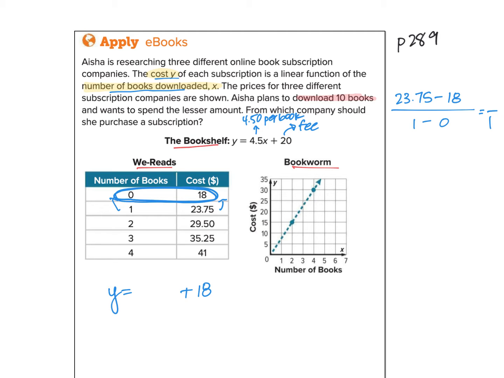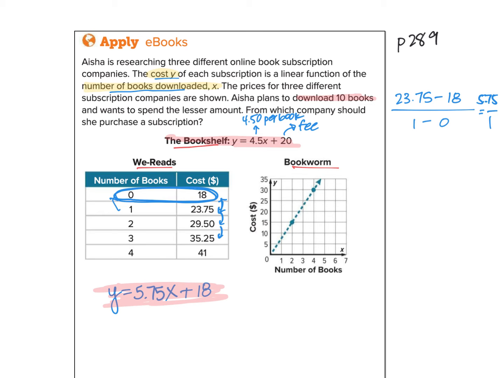If you have your calculator, you can do 23.75 take away 18, which is $5.75 over 1. So that means every time it's going up $5.75, so it's $5.75 per book. There's my equation, plus that $18 fee. So I have that equation. So far I have 2: the bookshelf's equation, and now I have this one down here.